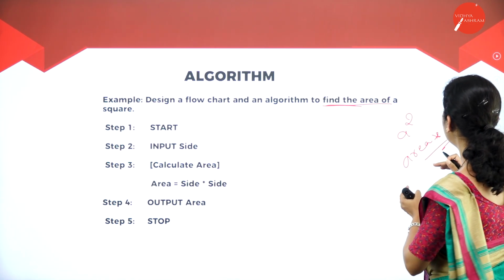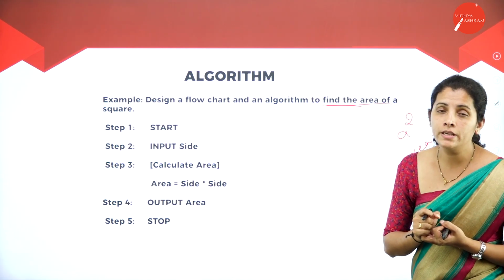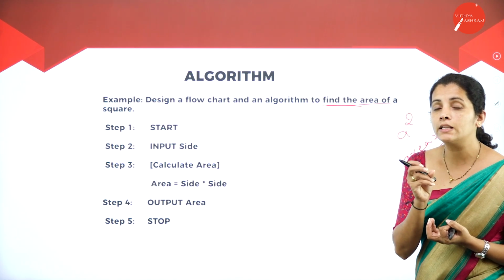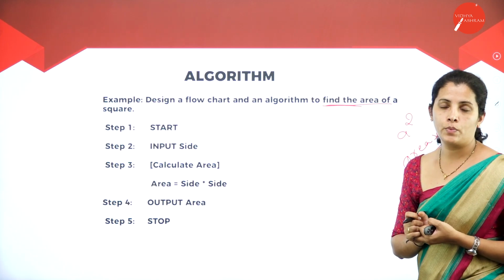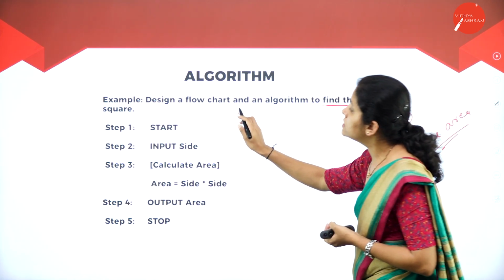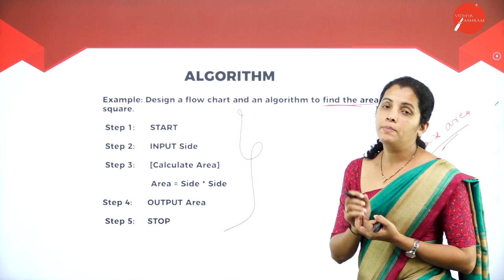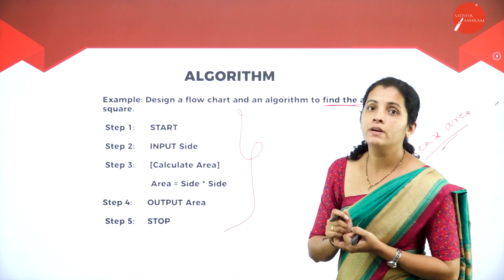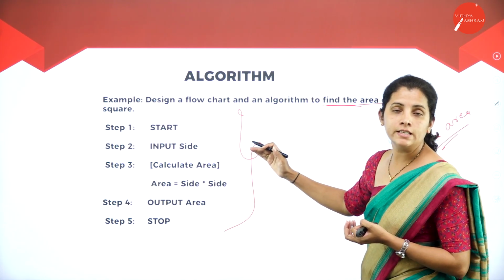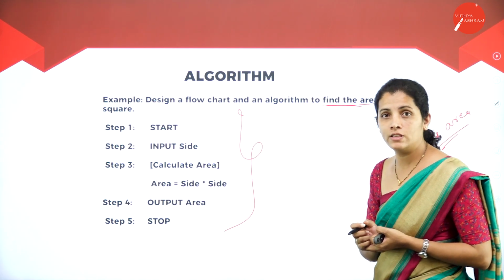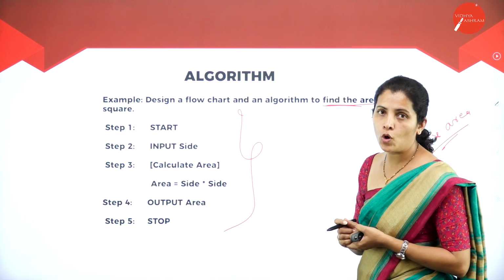Now I want to convert this solution into an algorithm. So what is an algorithm here? An algorithm is nothing but the step-by-step procedure used to solve the problem. It is the step-by-step sequence of instructions. What kind of instructions are they? A finite sequence of instructions used to solve a well-defined problem.